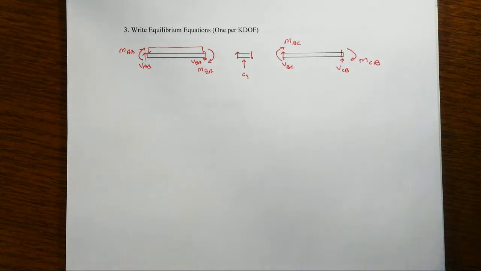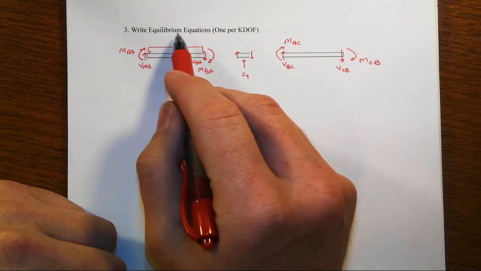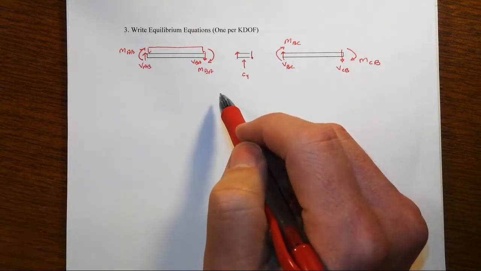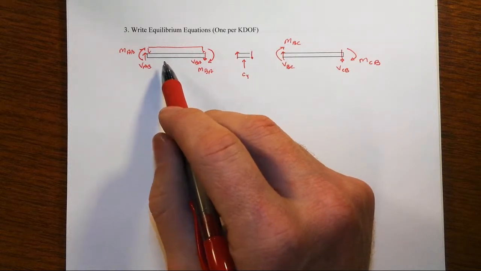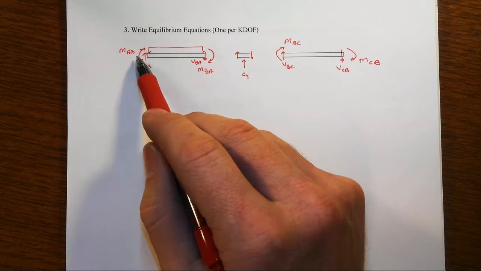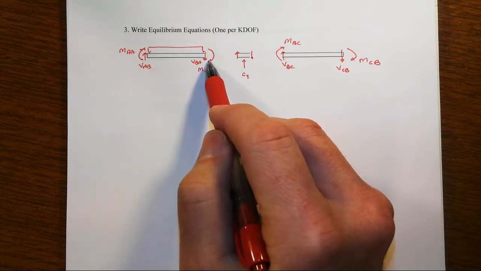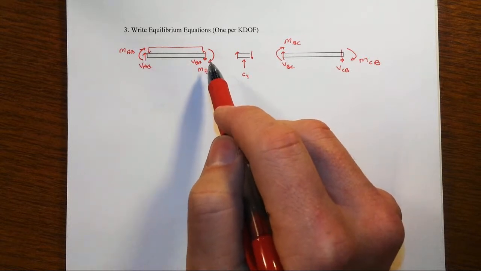In step 3 now of the slope deflection method application, we write the equilibrium equations, one per each kinematic degree of freedom. Now note, I've already done a whole lot of work here on the free body diagrams. I've shown the member, in this case with the applied load, the member end moment shown in the positive direction on the member end. This is crucial.